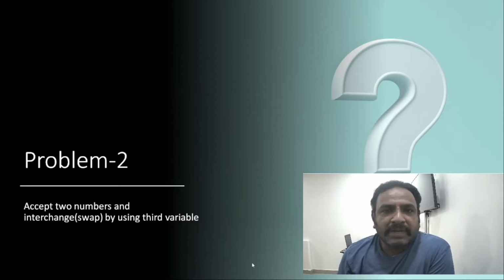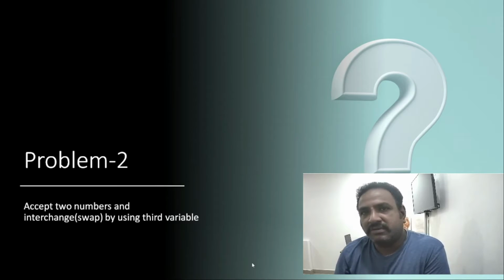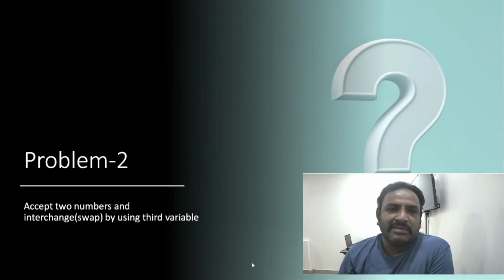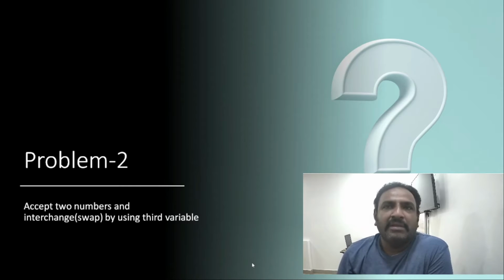In programming practice techniques, the second problem is: accept two numbers and interchange without using a third variable. Generally, nobody asks whether to use a third variable or not. They just ask to accept two numbers and then interchange. Whatever logic you write, the next question comes according to that.